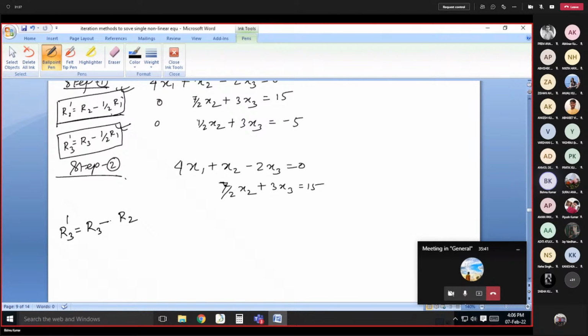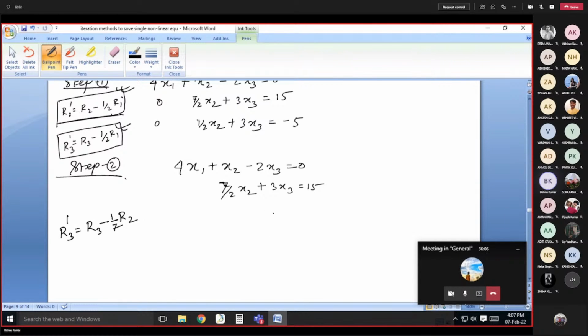In R2, what will we do? Multiply by 1 by 7. Yes, sir. 1 by 7. If I multiply here 1 by 7, then it will be half. Then half minus half cancels, so this position will be 0. So I will multiply R2 by 1 by 7 and subtract. Then this position will be 0, and that operation you just remember and perform on the remaining elements.